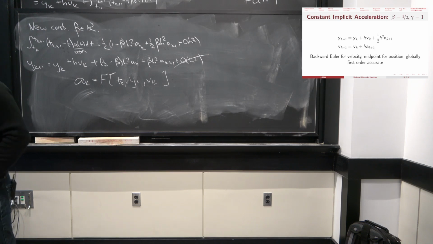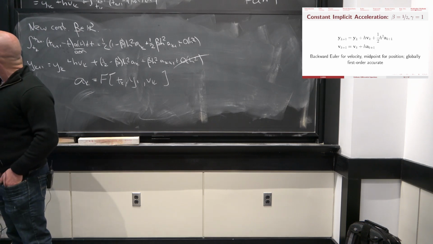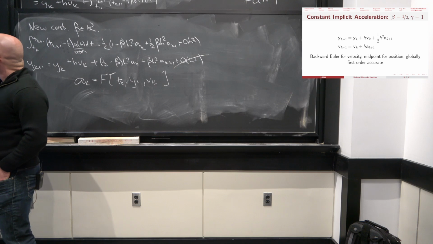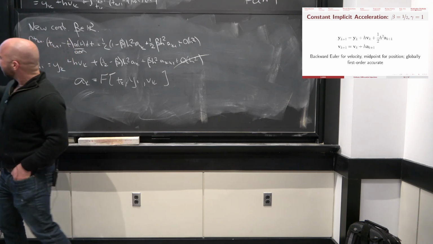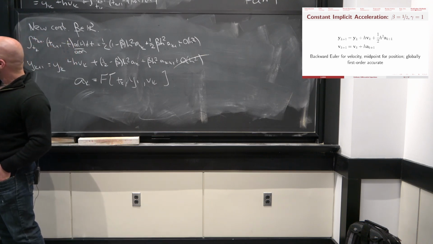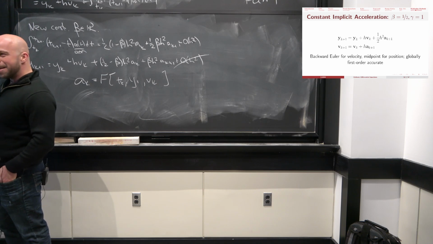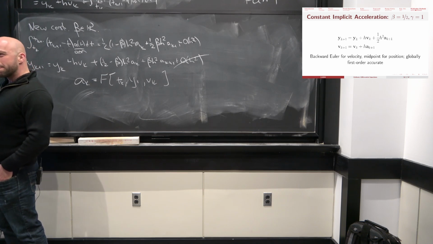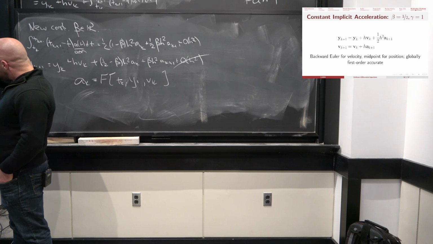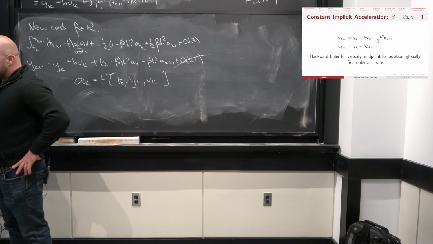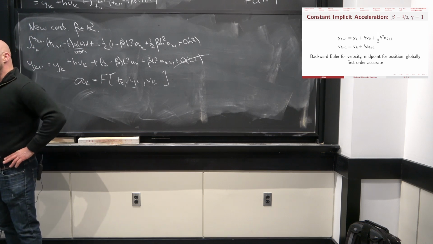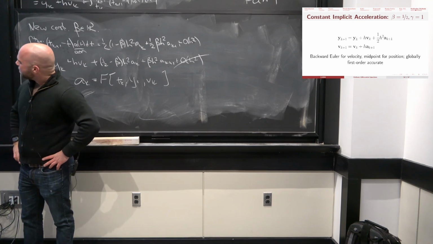If I choose beta equals 1/2 and gamma equals 1, then I get this other thing, which, if you look at it, what's going on here is there's backward Euler happening for velocity and midpoint for position. And this is actually an example. Unfortunately, the accuracy here is still first order. Right? So our bound so far is not so helpful.